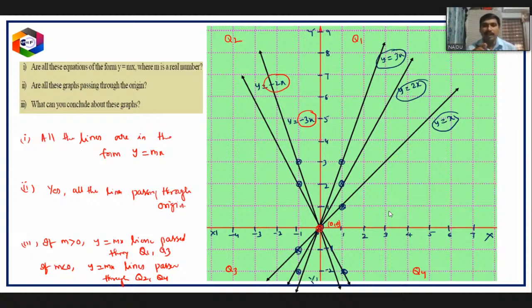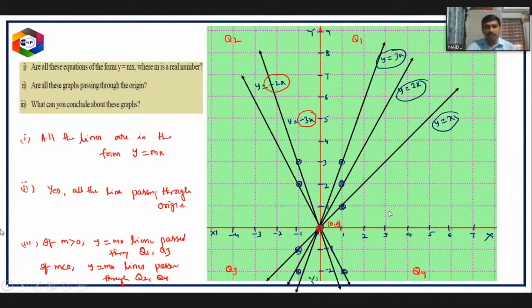అంటే అన్ని రేఖలు కూడా y is equal to mx రూపంలోనే ఉన్నాయి. అన్ని రేఖలు ఆది బిందువు గుండానే పోతున్నాయి 0 0. m ధనాత్మకం అయితే y is equal to mx రేఖలు q1 q3 గుండా పాస్ అవుతున్నాయి. m రుణాత్మకం అయితే q2 q4 గుండా పాస్ అవుతున్నాయి. So this is the important inference, the main point we observed from the graph. I think it is clear, children. It is a very important question.